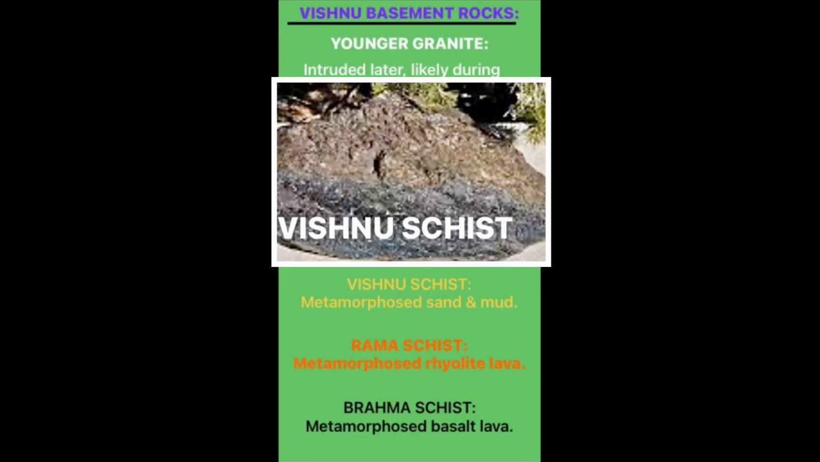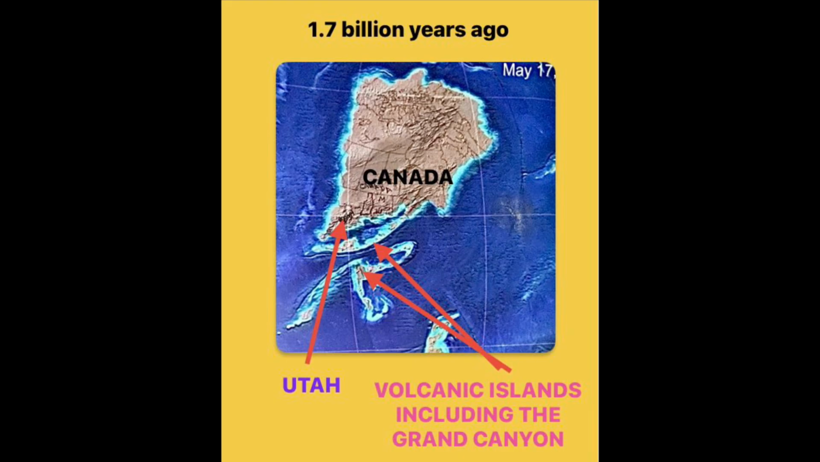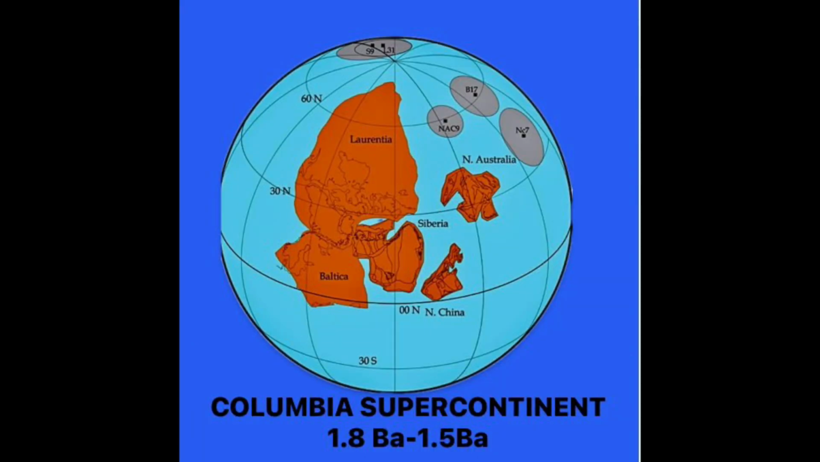Next we have the Vishnu schist, which is very likely to be sand and mud that was washed off not only the edge of the continent but also the volcanic island chain as it eroded into the foreland basin it formed as Columbia's supercontinent was coming together.